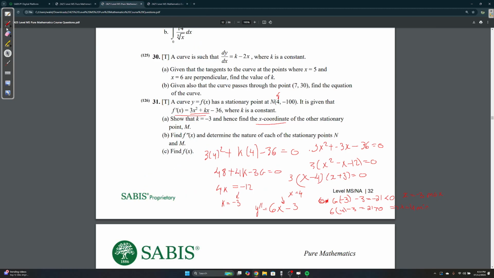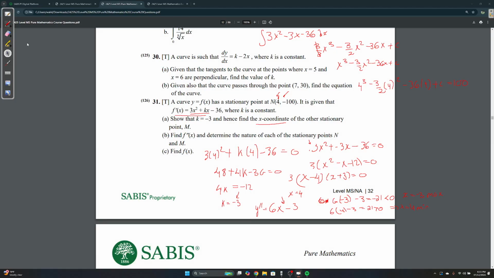And they said find f of x. Very easy. We have the derivative. So how do we find f of x? We just integrate. So integrate 3x squared minus 3x minus 36 dx. You're going to get 3 over 3 x cubed minus 3 over 2 x squared minus 36x plus c. The 3s cancel. You're going to get x cubed minus 3 over 2 x squared minus 36x plus c. Substitute the point with x equals 4 and value 100: 4 cubed minus 3 over 2 times 4 squared minus 36 times 4 plus c equals 100.